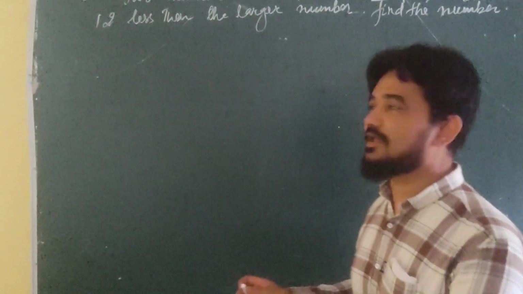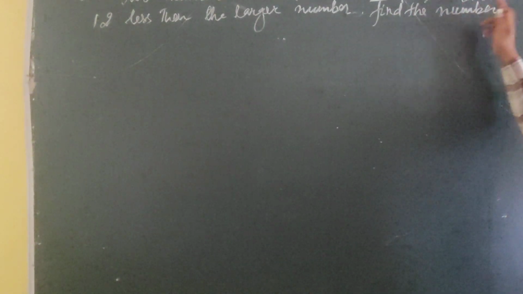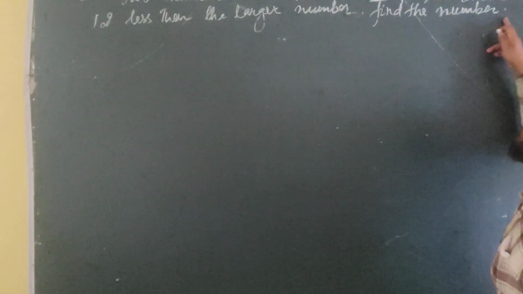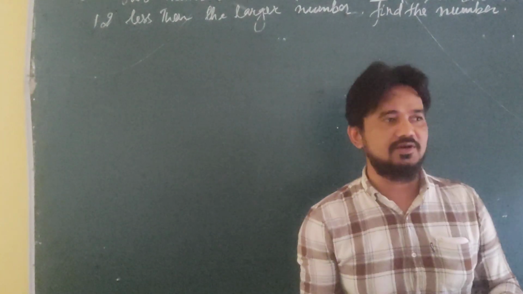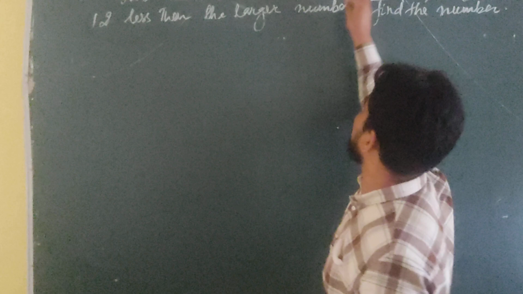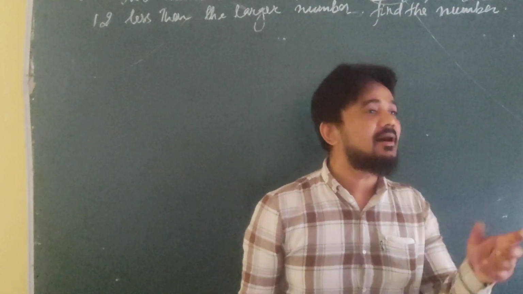Okay students, now look at the questions. Two numbers are in the ratio 5:7. The smaller number is 12 less than the larger number. Find the numbers. Here we don't know the numbers, but we know the ratio. The ratio given is 5:7, and we need to find out the numbers.